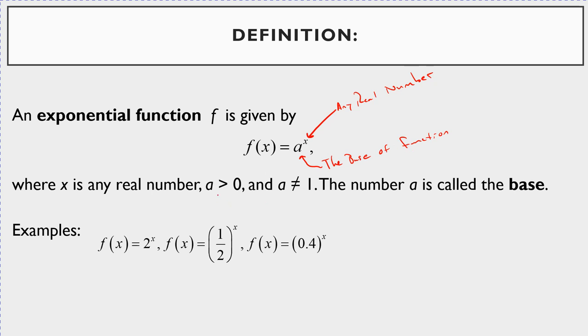The restriction on a is that a has to be greater than 0, and a just can't equal 1, because then you'd have 1 raised to any power, and it would just be 1. So we say that a is not equal to 1. Here are some examples of exponential functions: 2 to the x, 1/2 to the x power, 0.4 to the x power. These are all exponential functions. f of x is equal to 5 to the x power, f of x is equal to 1/3 to the x power. Anything like that is considered an exponential function.